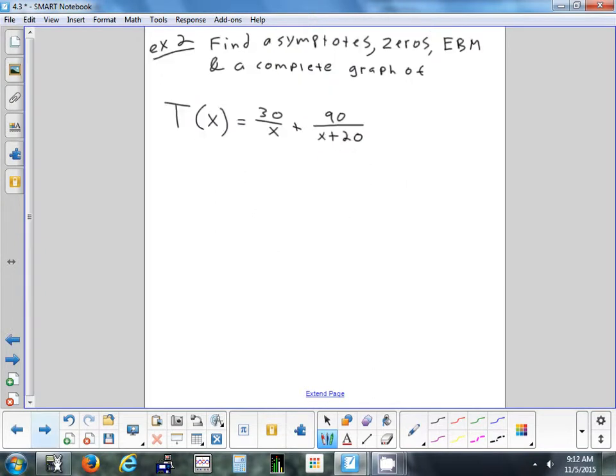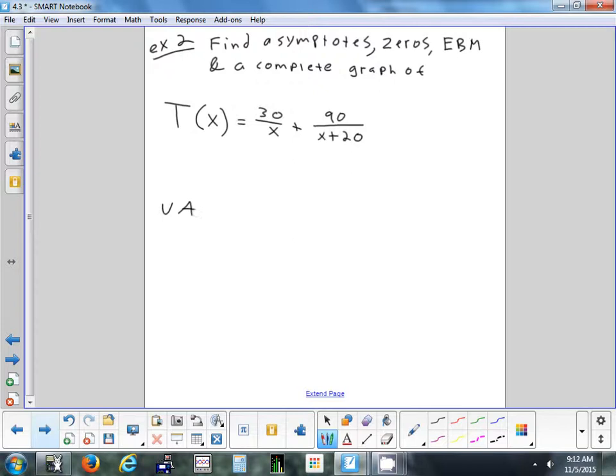All right. So now let's look at that and do some of the stuff we normally do with it. Let's find some asymptotes, find some zeros. They're not asking us to sketch by hand. Find a complete graph means use your calculator.